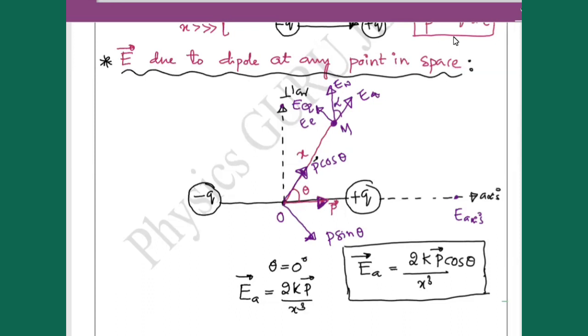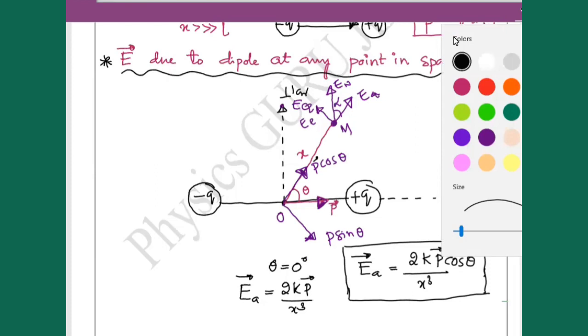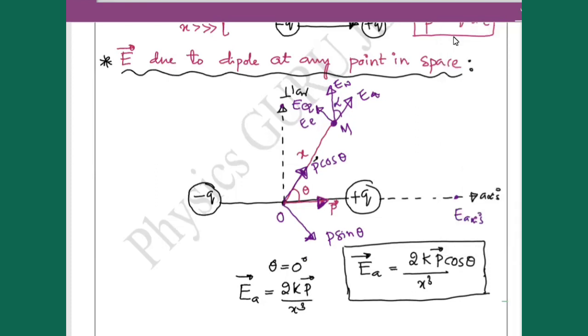Yes or no? Yes, sir. Fast, tell me. So this is nothing but E axial. So when does E axial become this? When theta is equal to 0, we'll get this one.